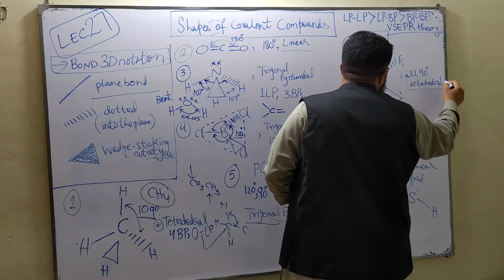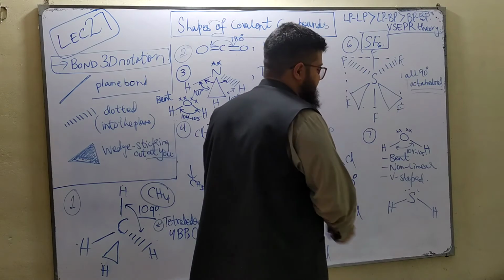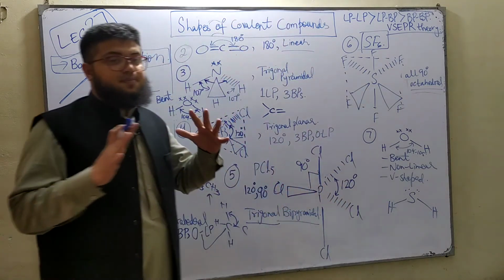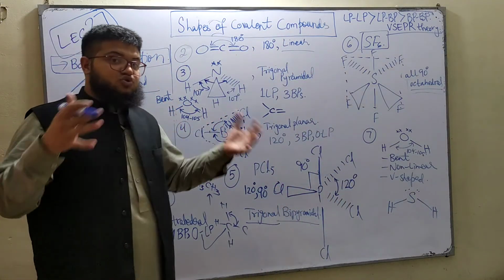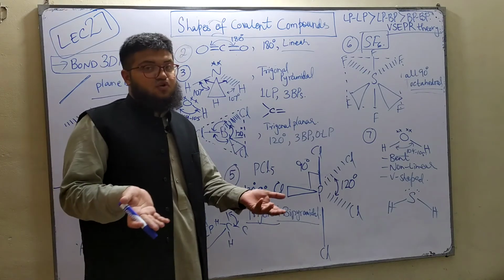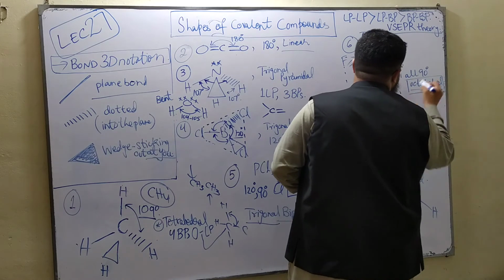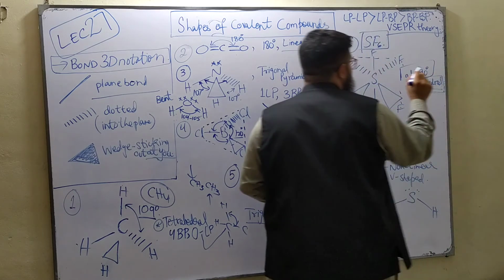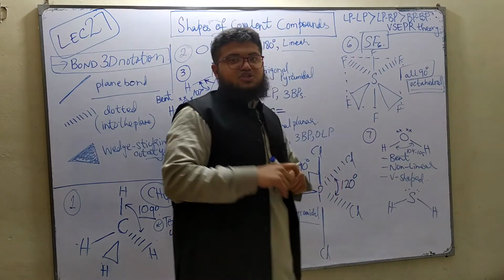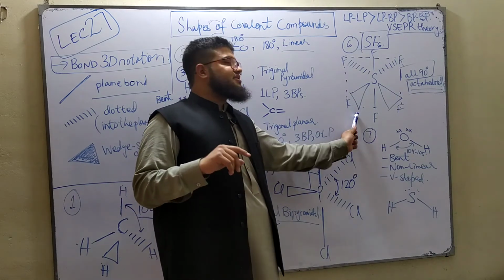Why octahedral? Because it has 8 faces. Why 8 faces? Because a square shaped pyramid on top means 4 faces. A square shaped pyramid at the bottom again means 4 faces. So 4 plus 4 is 8. Okay, so octahedral. And all angles in here are 90 degrees. There's just one single angle in here, that is 90 degrees.